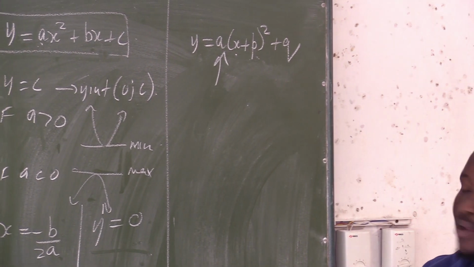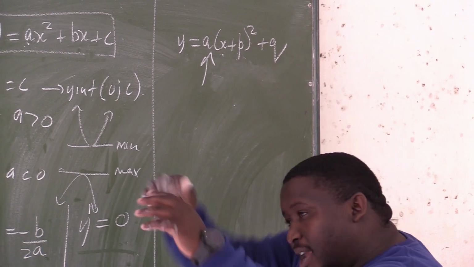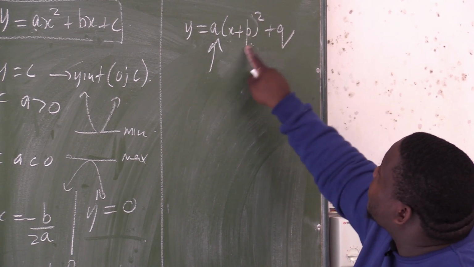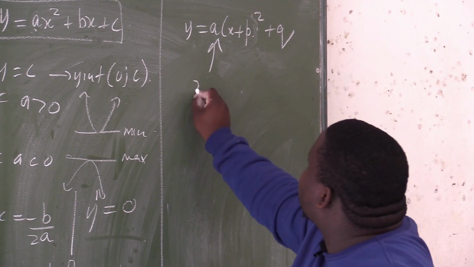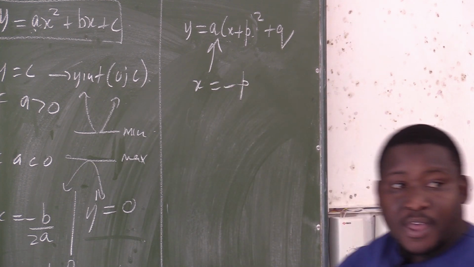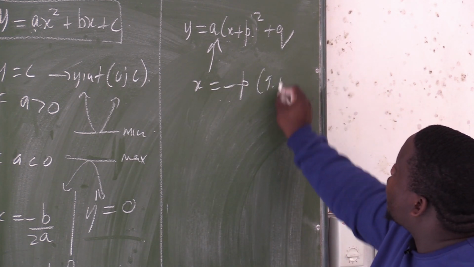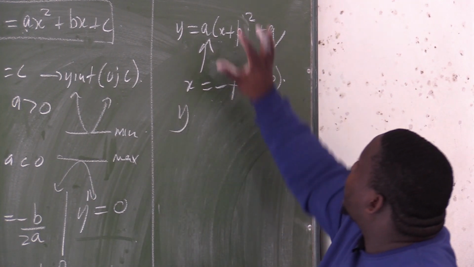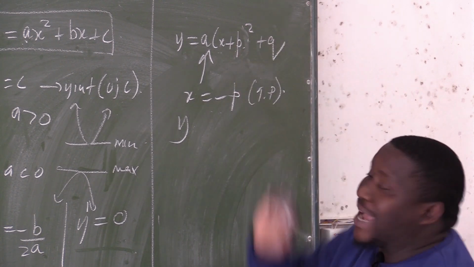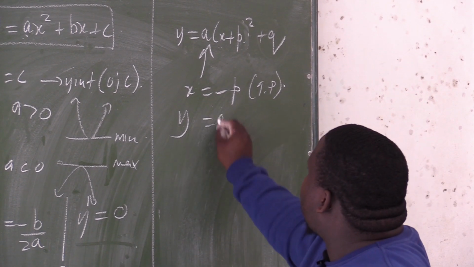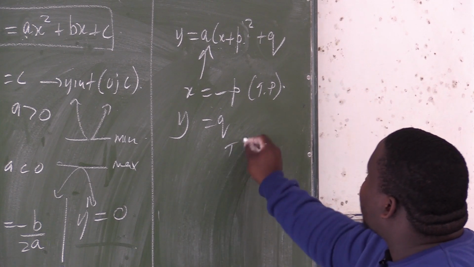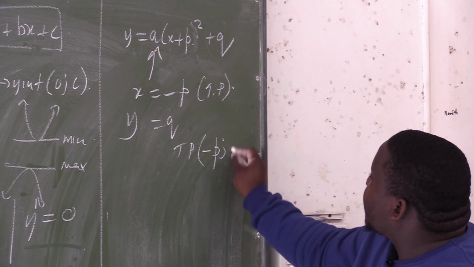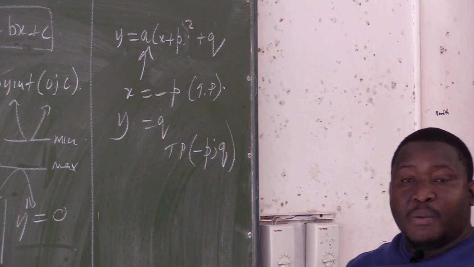Turning point: you take this x, whatever is within that bracket, and you equate it to 0 to find x. So you see, if I take this here and equate it to 0, I will end up with x equal to minus p. This x equal to minus p is the x value of the turning point. What is the y value at the turning point? Don't stress. This value with its sign will give you the y value at the turning point, y equals q. So what are the coordinates of the turning point then? According to this standard form, they will be negative p and q.